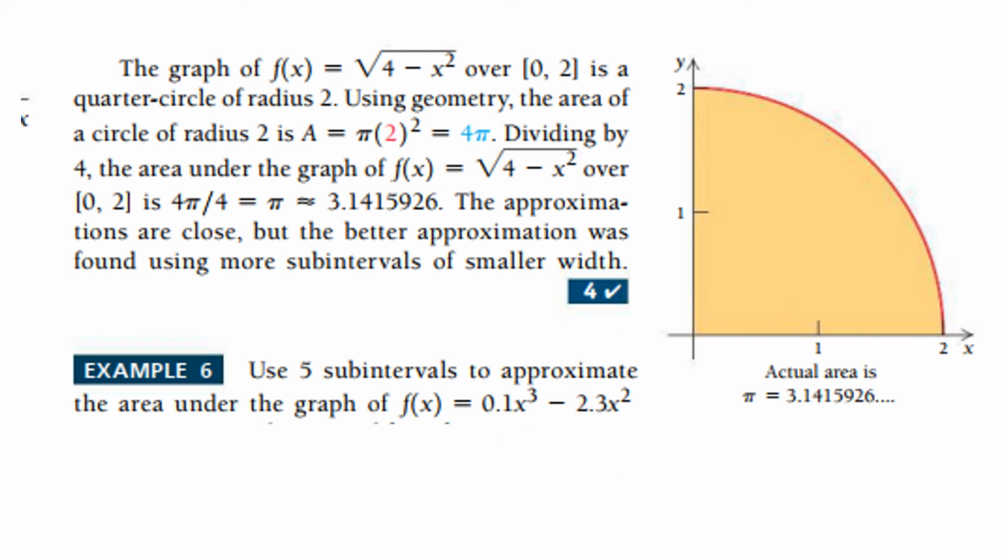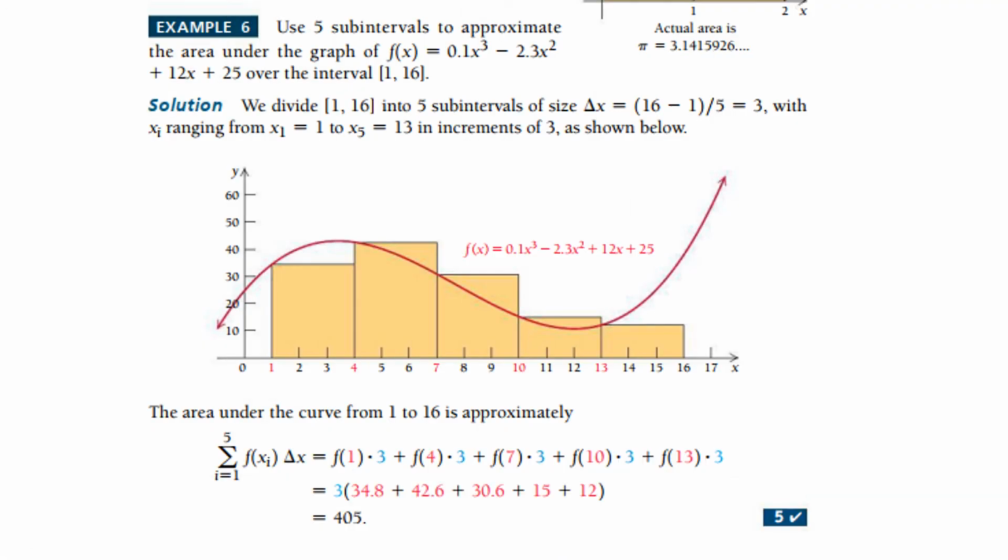Let's look at another example. Let's use 5 subintervals. Actually, I have this on the next page. Use 5 subintervals to approximate the actual area under the graph of f of x equals 0.1 x cubed minus 2.3 x squared plus 12x plus 25. And we're going to divide this into 5.